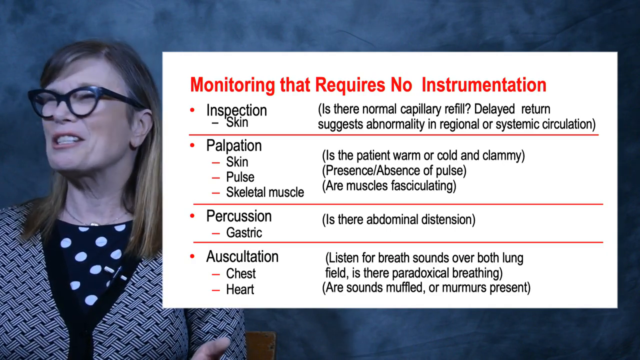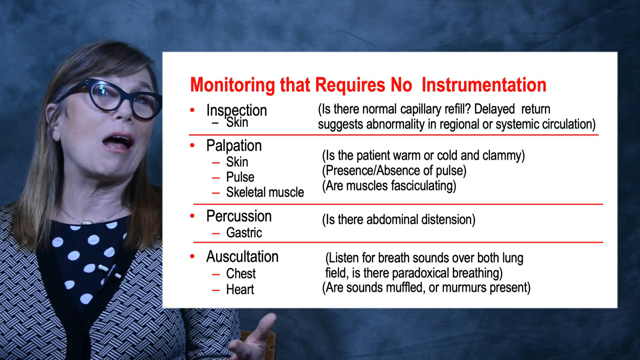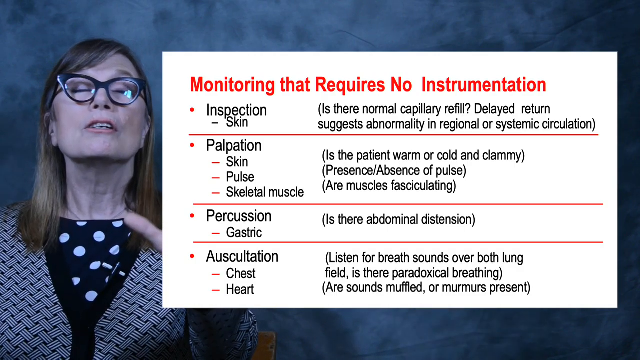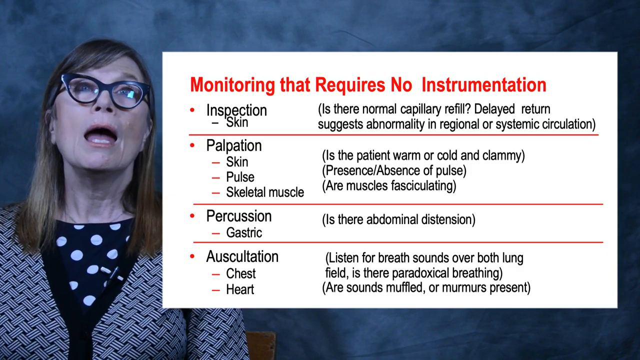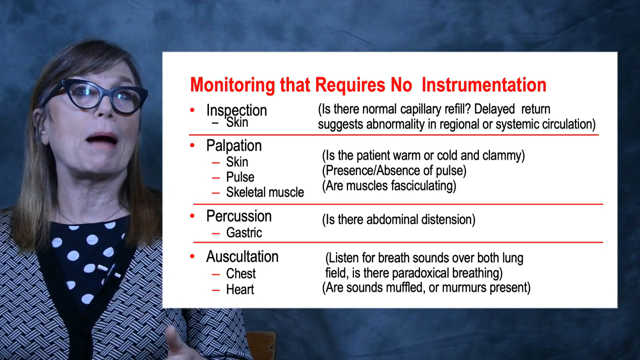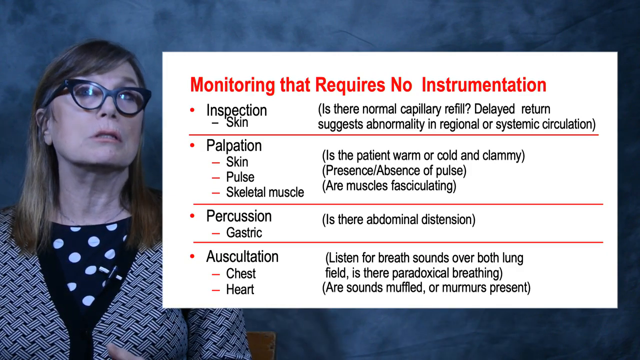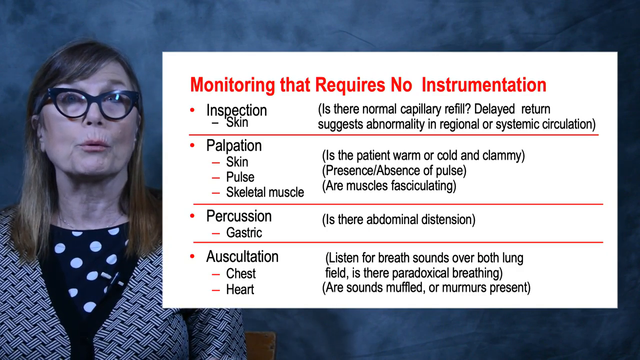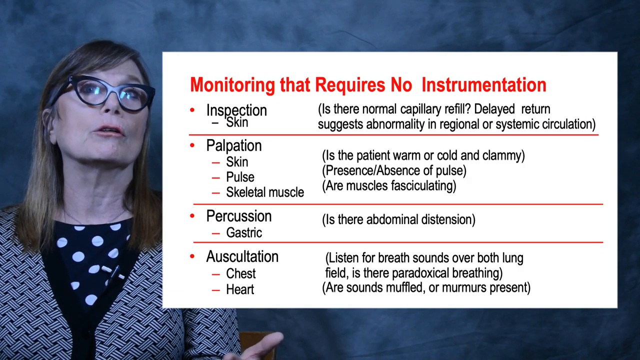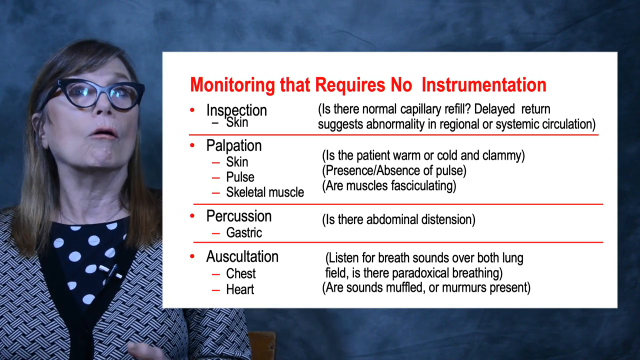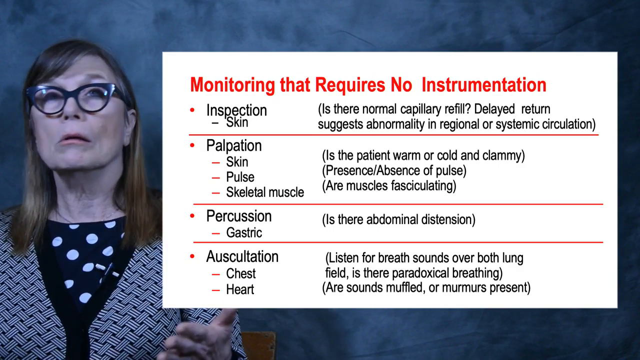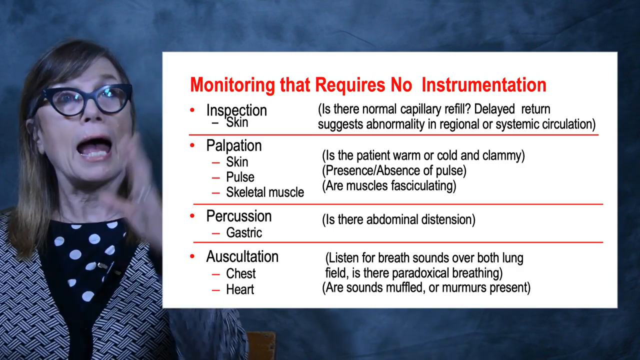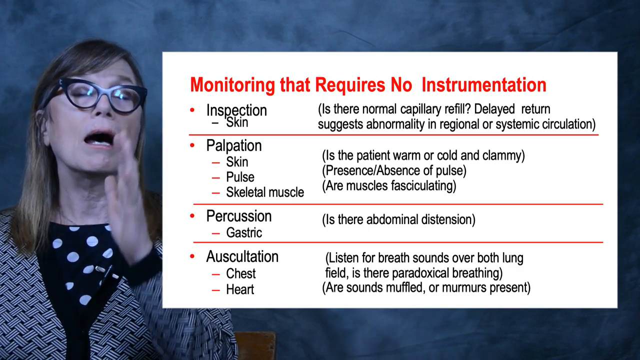And auscultation of both the chest and the heart, utilizing our stethoscope and what's between the ears to actually evaluate the breath sounds and to look at whether or not there is paradoxical breathing or use of muscles that are not ordinarily muscles that we use in breathing. And are the heart sounds muffled? Are they loud? Are they bounding? Or are there murmurs present? All of that information does not require any catheter to be placed and should be part of our daily evaluation of our patient.